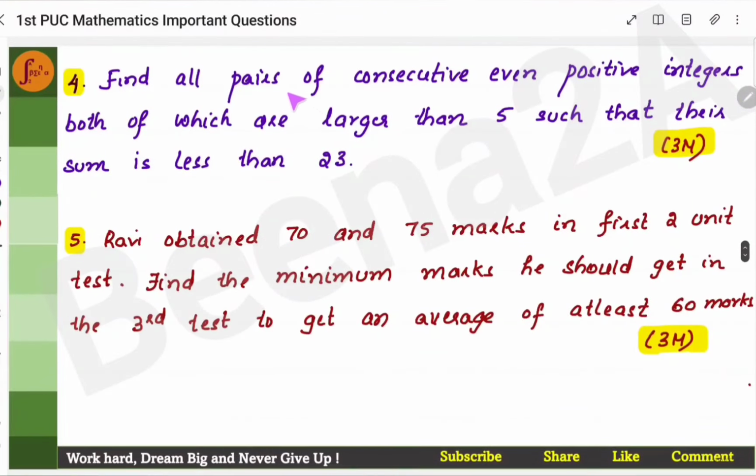Few more examples. Similar one, find all pairs of consecutive positive integers which are larger than 5 and less than 23. Another one, this has occurred in multiple question papers also. Ravi obtained 70 and 75 marks in first 2 unit tests. Find the minimum marks you should get in the third test to get an average of at least 60 marks.